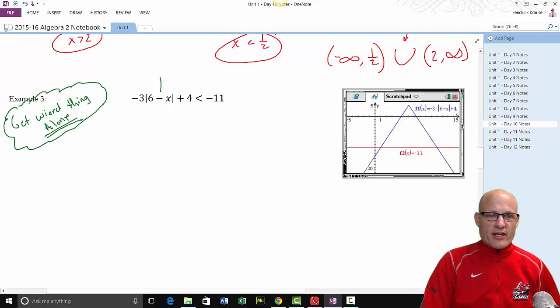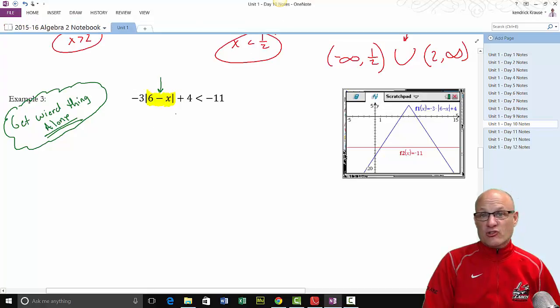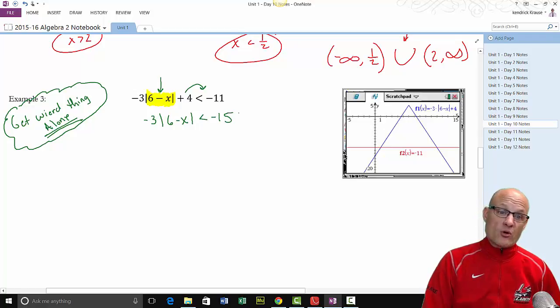I got to get this absolute value thing all by itself. Let me highlight that in a highlighter color. This thing's got to be all by itself, so everything else with it's got to go. Now, just like with solving equations, we take care of the adding and subtracting first. So we're going to move this over first. You don't start splitting this thing up until the weird thing is alone. So you get -3 absolute value of the weird thing is less than -15, because we're going to subtract 4 from both sides.